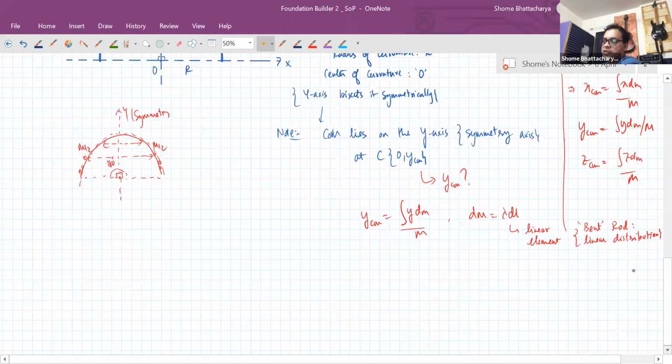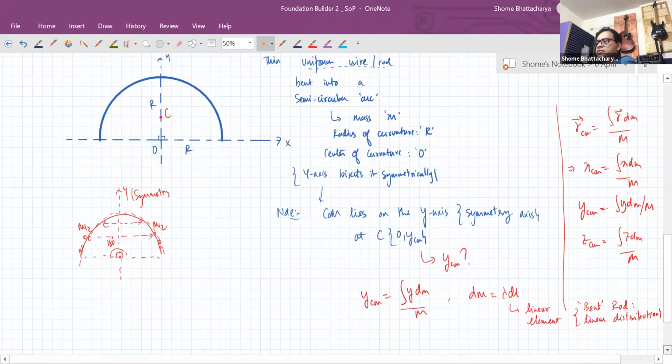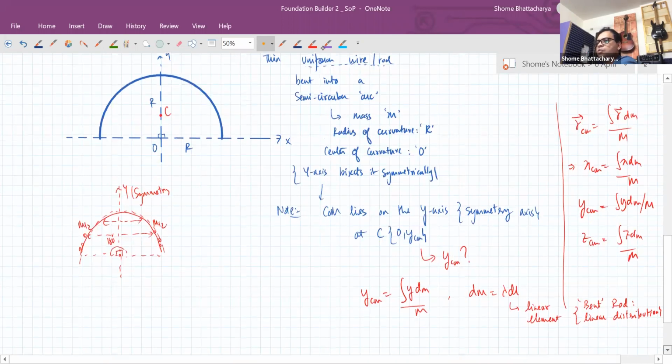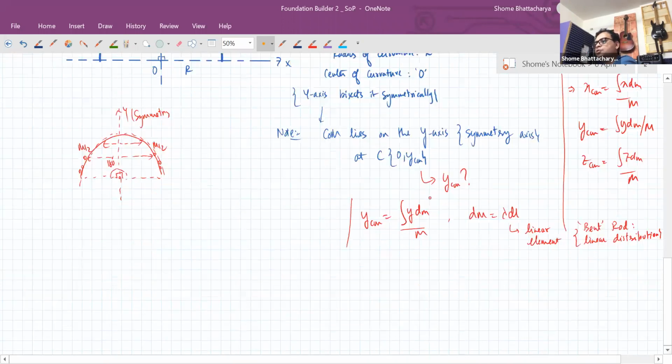Now I'll tell you later that at the laboratory level, there's a very easy way to trace the axis of symmetry for any given body, especially if it is laminar in shape. But currently, let's look at how we will use integration next over here. So next thing is we are seeing that in the application of this formula, we have to replace dm with this.